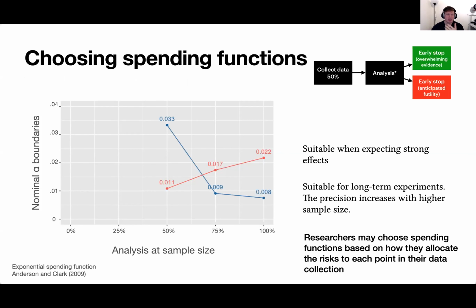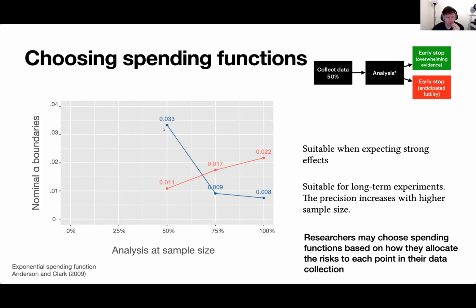Researchers can choose the spending function from many available choices. Although each spending function controls the type 1 error rate, they distribute nominal alphas to the interim analyses differently. So here are 2 examples of a particular spending function called the exponential spending function. You can see the red spending function is more conservative at the first interim analysis, which you can see by a relatively low nominal alpha. It gradually relaxes in subsequent analyses.